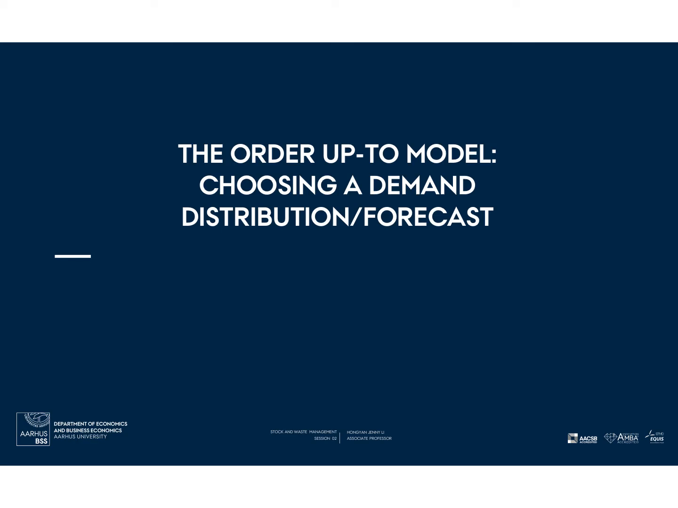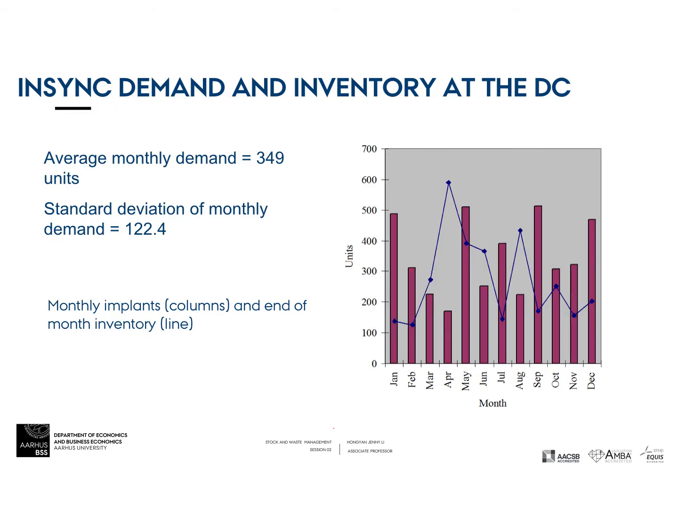for your problem. So before we see the inventory models, let's first see the demand and the inventory at the distribution center. Average monthly demand in the distribution center is 349 units, and the standard deviation of the monthly demand is 122.4. This can be easily estimated if you have historical sales data. In the figure on the right-hand side, you can see the demand information and the inventory information for this distribution center.